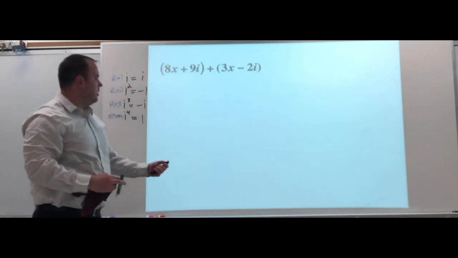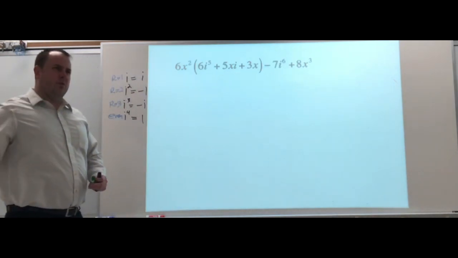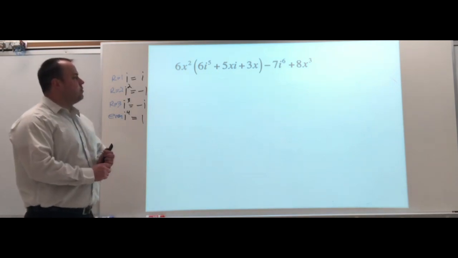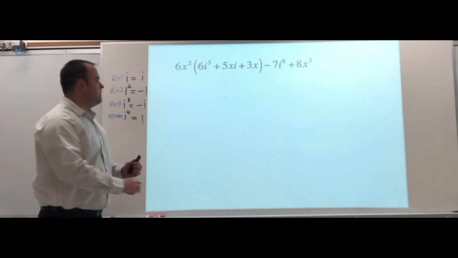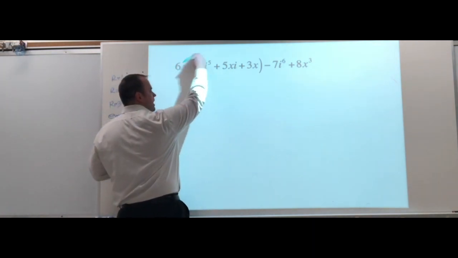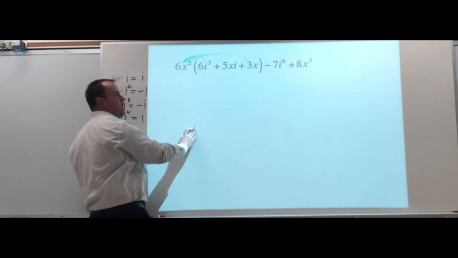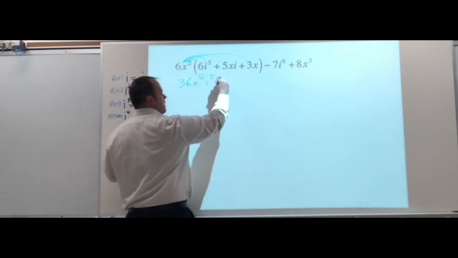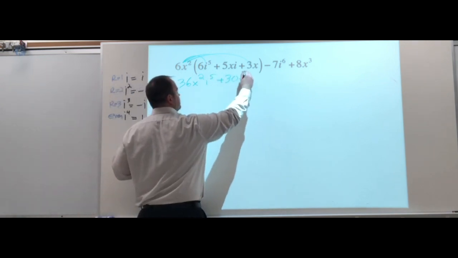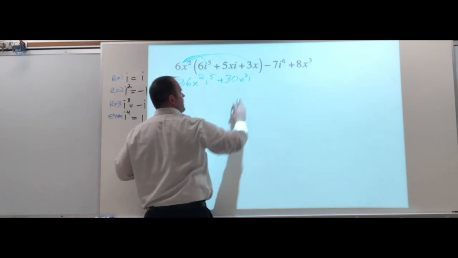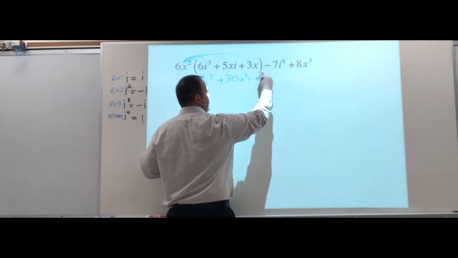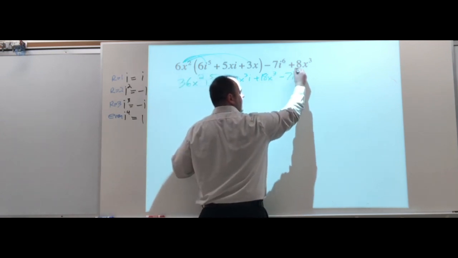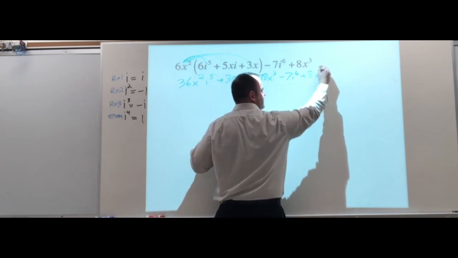Okay. Do one last example. Just a real big one so you can see that it is possible to do. Now this time we're going to have to distribute terms where there's two variables in one term. If we're distributing this 6x squared, okay, let's see what we're going to get. 36x squared i to the 5th plus 30x cubed i plus 18x cubed. Let's rewrite minus 6i to the 6 plus 8x cubed.